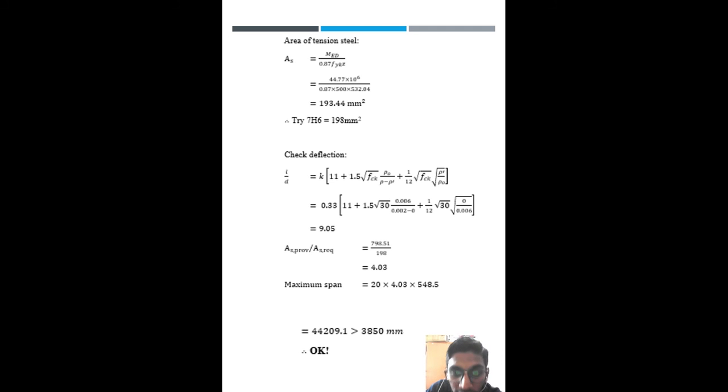So we check the deflection and the maximum span, and then we got that the value is 44209.1, which is more than 3850 millimeter. So it is assumed as okay.